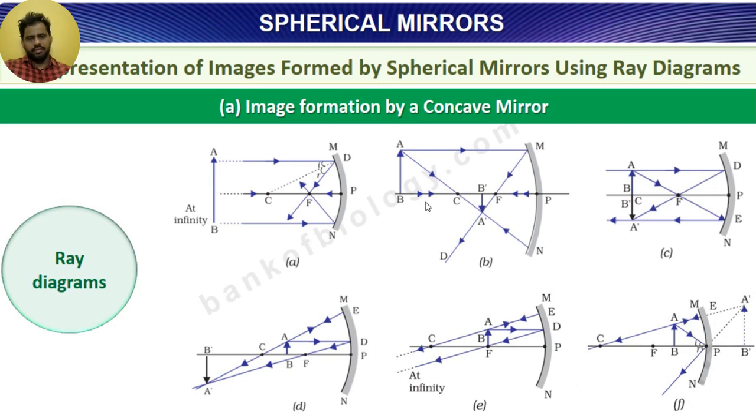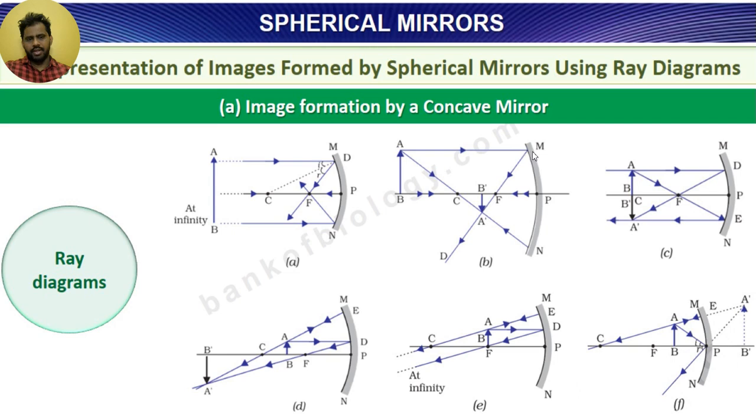Now the second thing we see is the object is kept beyond the center of curvature. Where will the image be formed? That will help us understand what the nature of it will be. Here the image formed is point sized and virtual. Let's see where the image will be formed when the object is kept beyond the center of curvature.